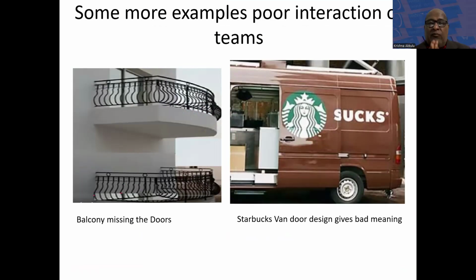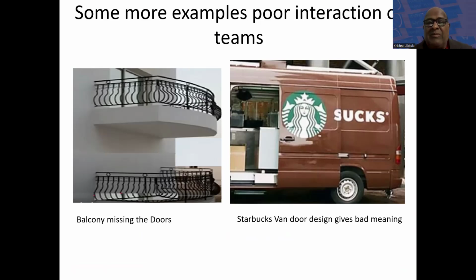Another example: you build a product, but you're not testing it in all conditions. For example, the Starbucks van. When the door is closed, the brand name appears very nicely. When the door opens, see what kind of meaning it gives. So we have to test in different conditions, door open and door closed, to see how it looks and whether the brand name is being damaged or something.